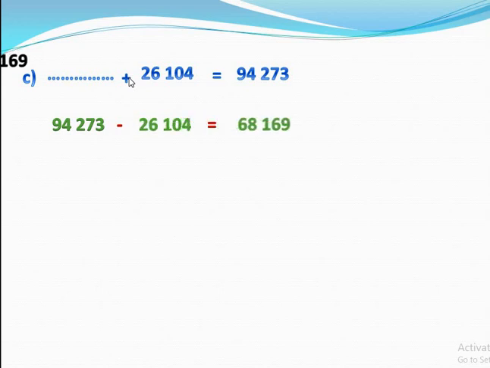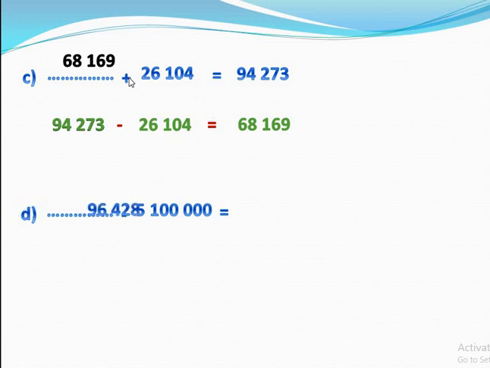Space plus 26,104 equals 94,273. Here we have two near numbers. So we are going to change the sign. Plus will be minus. So 94,273 minus 26,104. It will be 68,169. Okay.